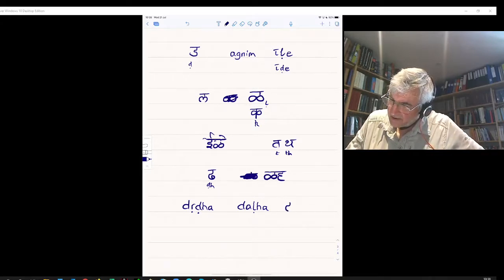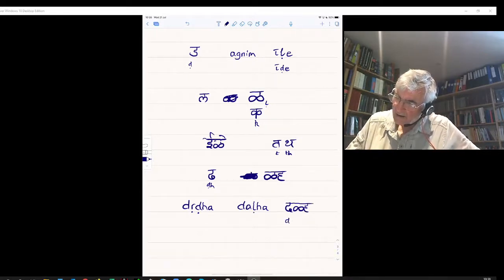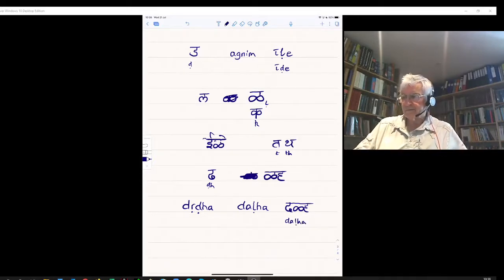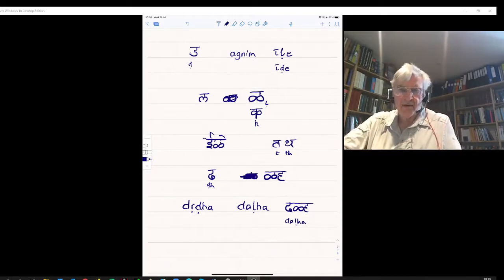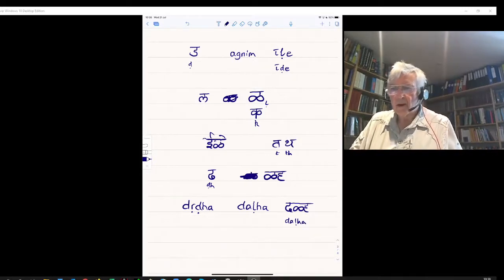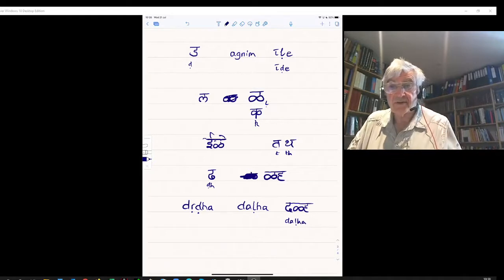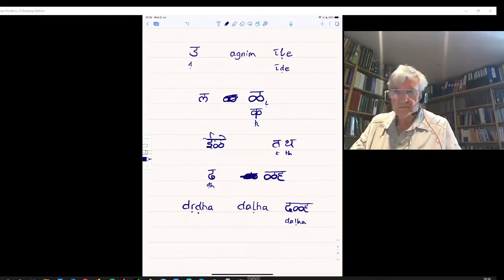So it's the palatal d, the retroflex l, with the h immediately joining. So that is dalha as a Pali word. We now move on to the grammar on page 33 of the printed book.